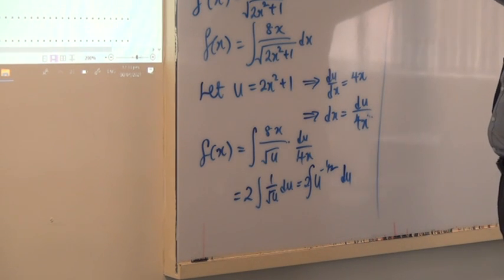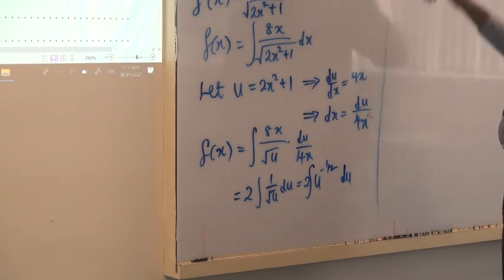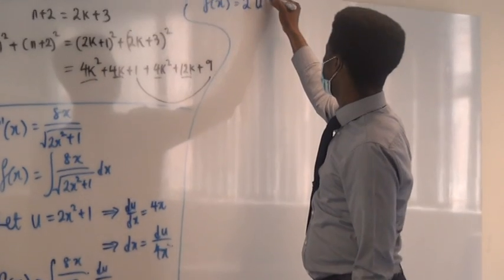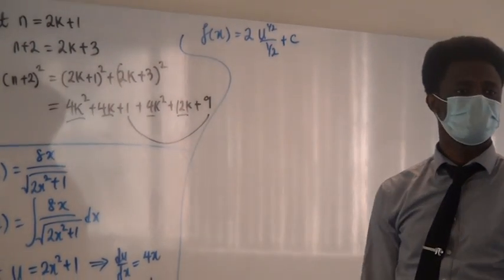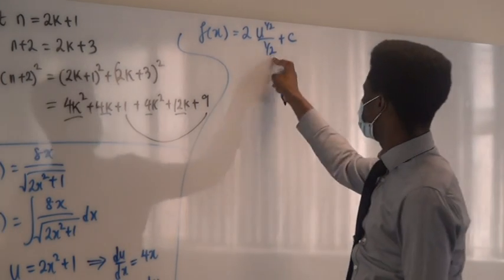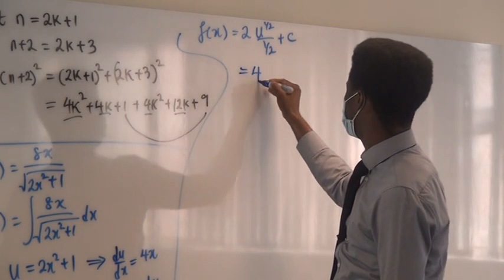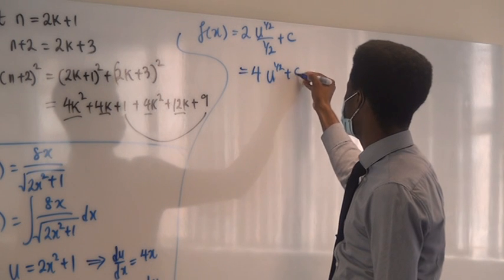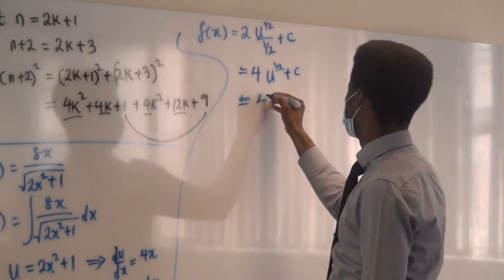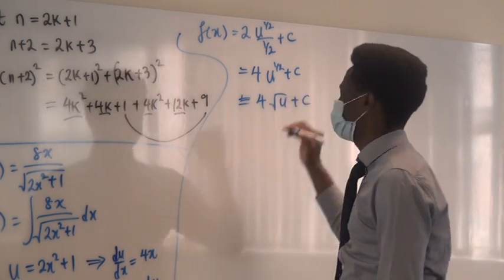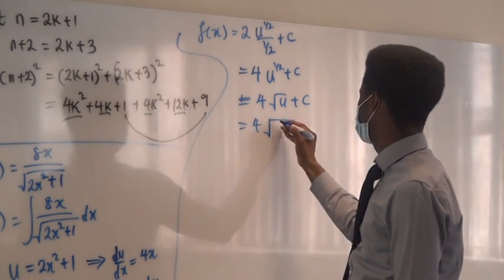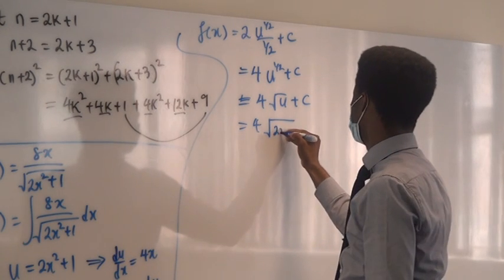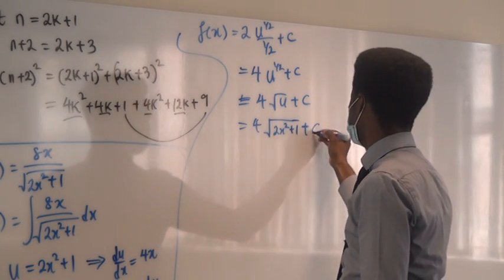Consequently, your f of x is 2 u to power plus half and another plus half, then plus c. So this is now going to be 2, so everything becomes 4 u to power half plus c. So this is 4 square root of u plus c. Then you put it back. 4 square root of, what's your u? 2x squared plus 1 plus c.